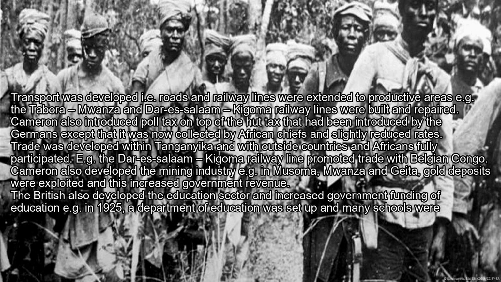Transport was developed, i.e. roads and railway lines were extended to productive areas, e.g. the Tabora-Mwanza and Dar es Salaam-Kigoma railway lines were built and repaired. Cameron also introduced poll tax on top of the hut tax that had been introduced by the Germans, except that it was now collected by African chiefs at slightly reduced rates. Trade was developed within Tanganyika and with outside countries, and Africans fully participated. E.g., the Dar es Salaam-Kigoma railway line promoted trade with Belgian Congo.